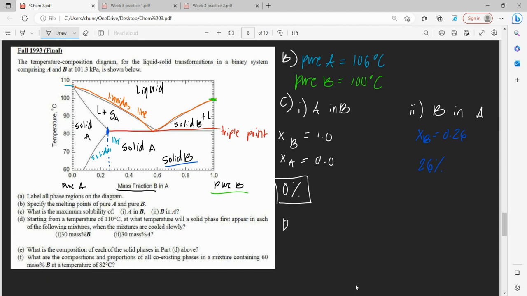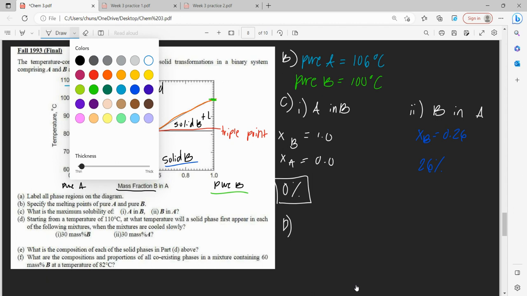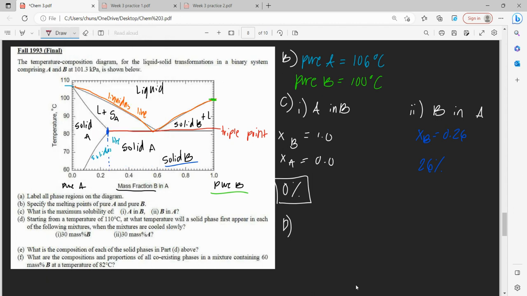So for part D, starting from a temperature of 110 degrees Celsius, so I'm going to do this in fuchsia. At what temperature will a solid phase first appear in each of the following mixtures? So 30% mass B and 30% mass A. So let's start with our first one. So at a temperature of 110, so that's all the way at the tippy top.